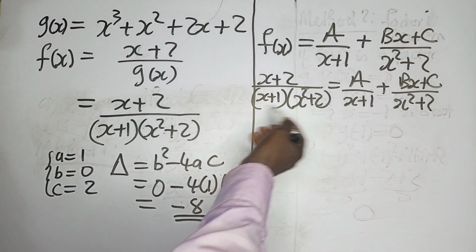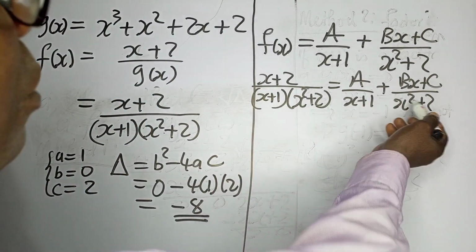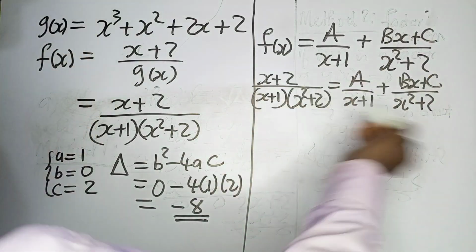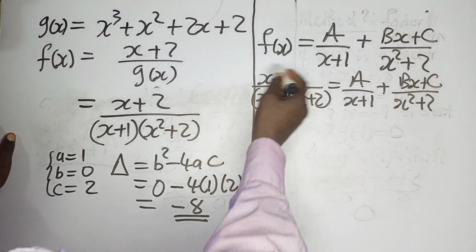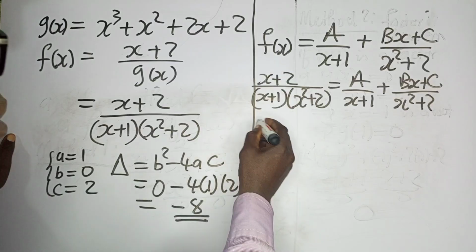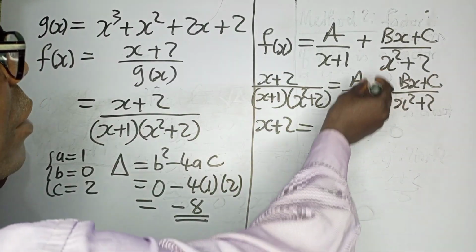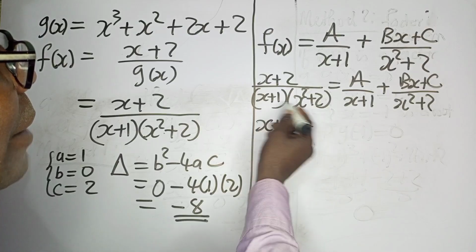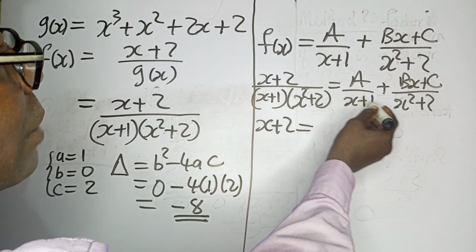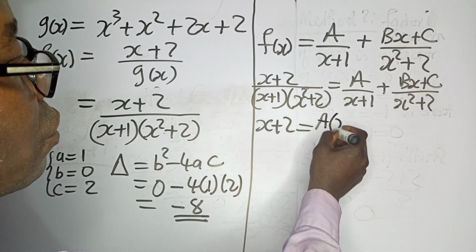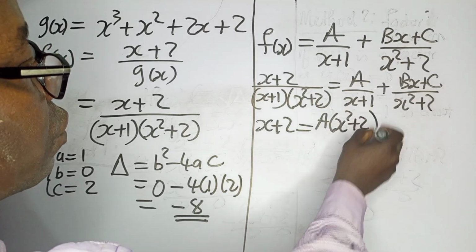Look at it. This is the product of these denominators, so this is like the LCM. We multiply all through by that LCM. Multiplying here by this same denominator, it will cancel itself and we'll have x plus 2. We'll multiply this first rational expression by the same LCM. x plus 1 cancels x plus 1, and we're left with x squared plus 2. So we'll have a into x squared plus 2.